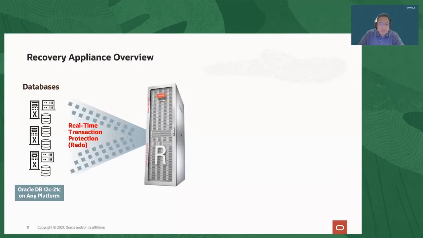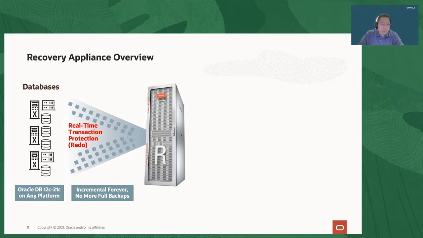So as a quick overview, you can see the Recovery Appliance is sort of the centerpiece of your enterprise database protection environments for all supported databases today. That is 12c to 21c on any supported platform. Could be Exadata, it could be SPARC, Solaris, Linux, any supported platform of the database, right? And all these databases are sending their transactions, as I mentioned, in real time.